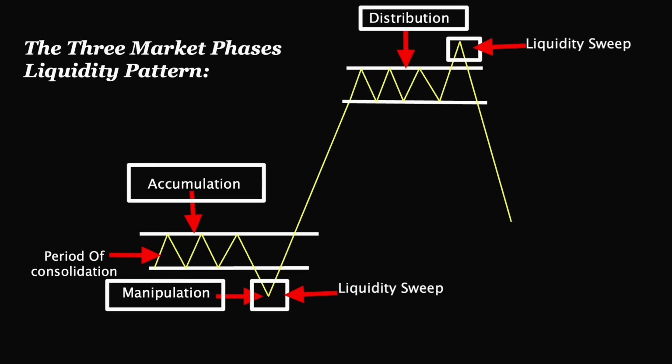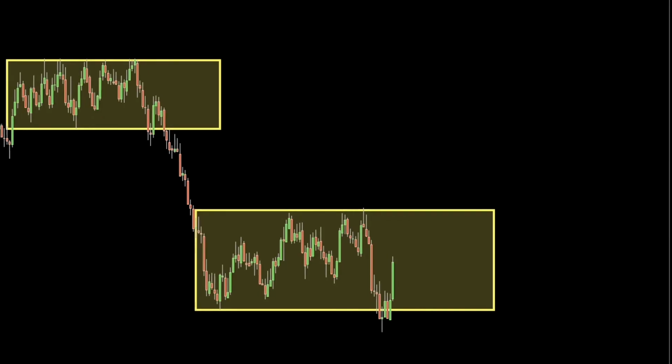Now that we've laid the foundation by understanding the 3 key market phases, accumulation, manipulation, and distribution, let's dive into how you can spot liquidity sweeps in real chart examples. This is where smart money leaves its footprints, and learning to recognize these will give you a serious edge in the market. Take a look at this first chart. The market was in a distribution phase. Then it broke down and moved lower. After that, the market started trading horizontally within a range.